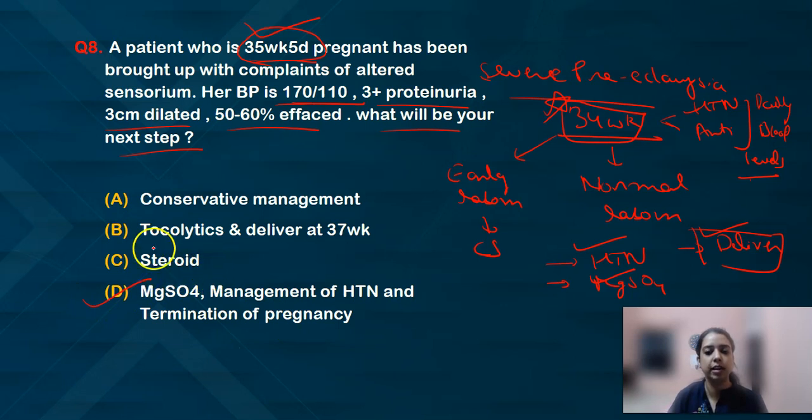Steroid she does not need. Tocolytics you will not give, and deliver at 37 weeks. This will be the case if she is a mild preeclampsia. Conservative management is the same. They have to be done if she would have been mild. So our answer is D.